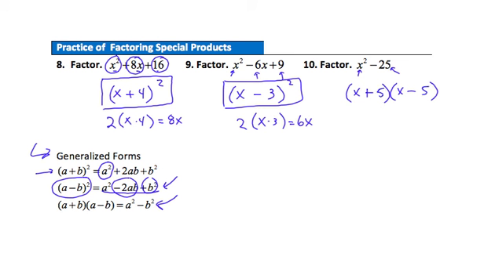And let's make sure that the middle term is going to drop out and give us 0. Well, to get the middle term, we do outsides, which would be negative 5x, plus the insides, 5 times x, gives us 0. The middle term drops out, so sure enough, there's the factoring of that one.